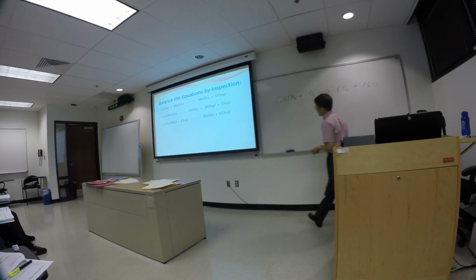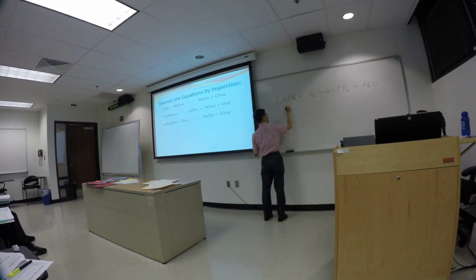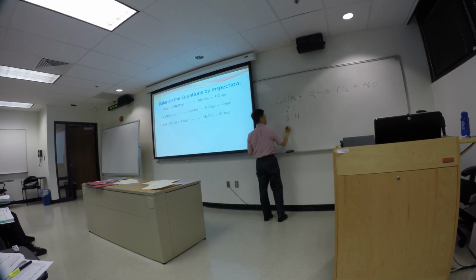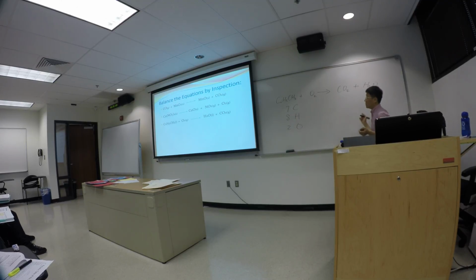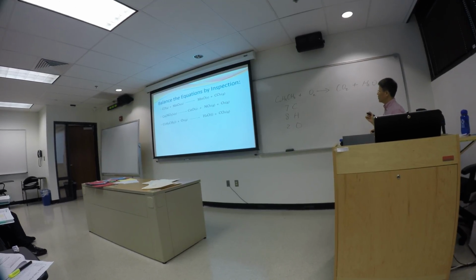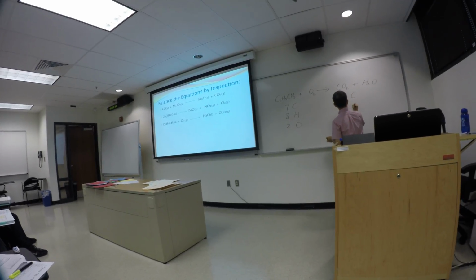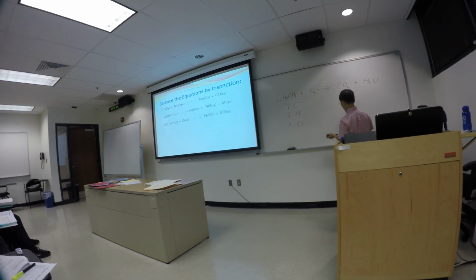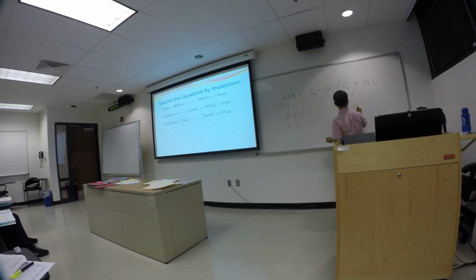So let's do a bookkeeping here. How many carbons do we have on the left side? 7. You have 7 carbon, 8 hydrogen, 2 oxygen on the left side. So 1 carbon, 2 oxygen, 2 hydrogen, 3 oxygen.